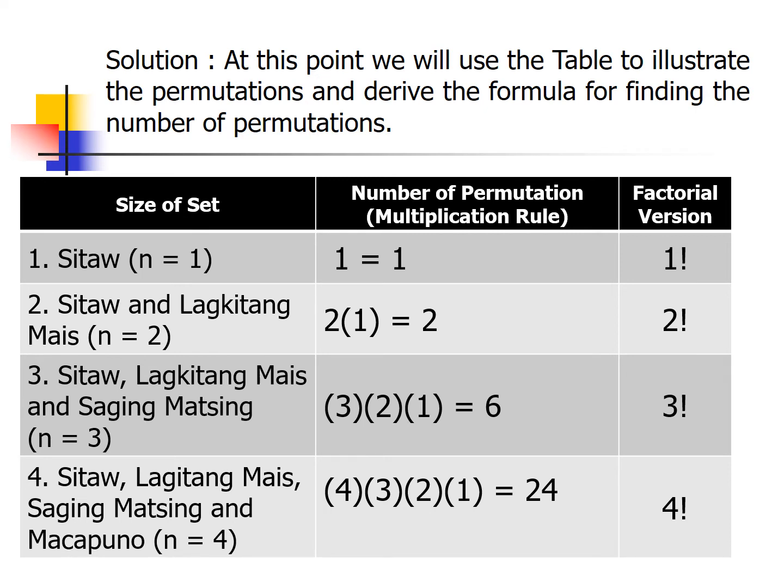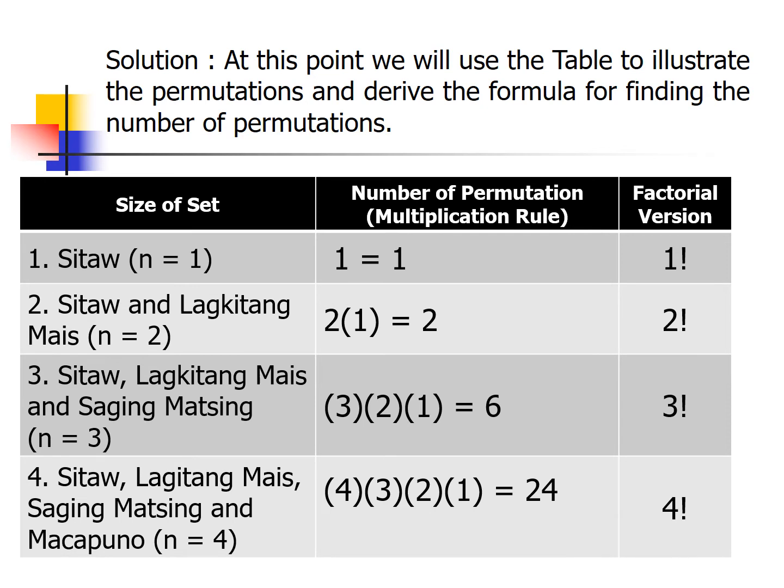So, doon sa number 1, sitaw lang ang aking i-arrange. Dahil isa lang siya, I can say that n is equal to 1. Siyempre, sabi ko kanina, sa rule na dapat nyo tandaan, 1 is, of course, equal to 1. And that is only 1 factorial. Next, number 2, sitaw and lagkitang mais. Ilan yan? Diba, dalawa? So, n is equal to 2. Dahil nag-start tayo sa 2, minus 1 is 1. Kaya ang times natin is 2 times 1 equals 2. And this is equal to 2 factorial.